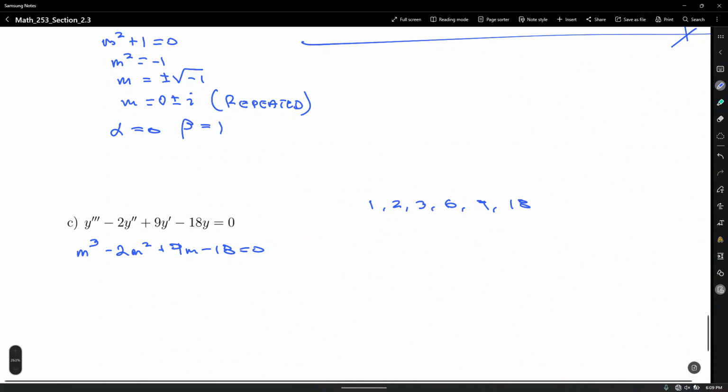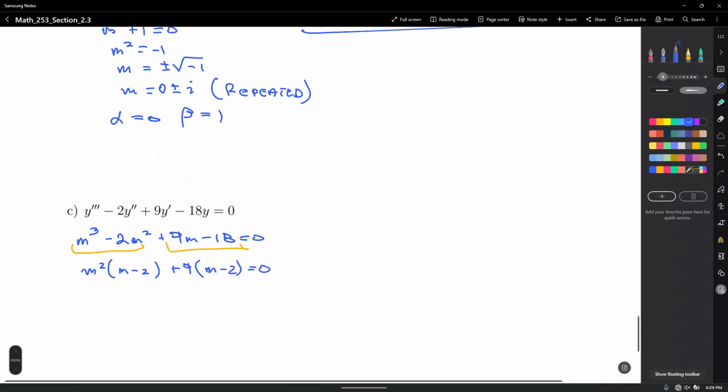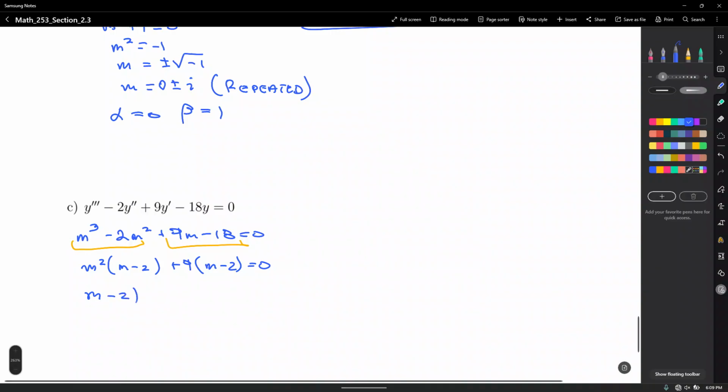All right, but do you see anything else? I mean, you can do it, it's fine. Is there another way? Factor out and then group. Factor by grouping, right? We can factor by grouping. M squared times m minus 2 plus m times m minus 2, let that be equal to 0. And that's m minus 2 times m squared plus 9 equal to 0.